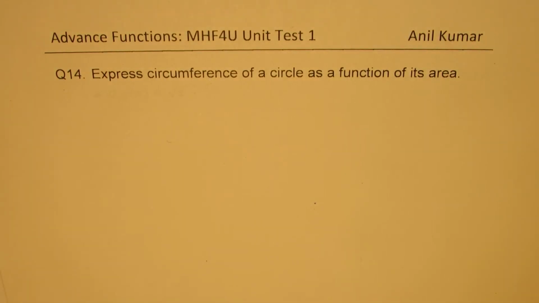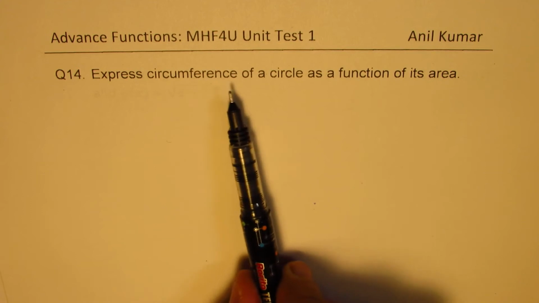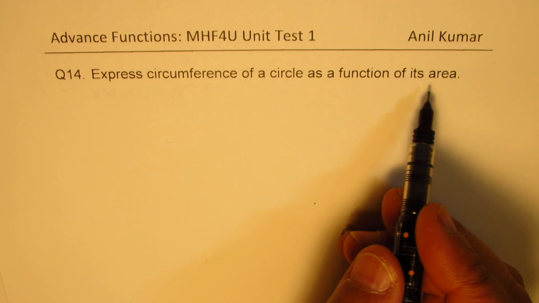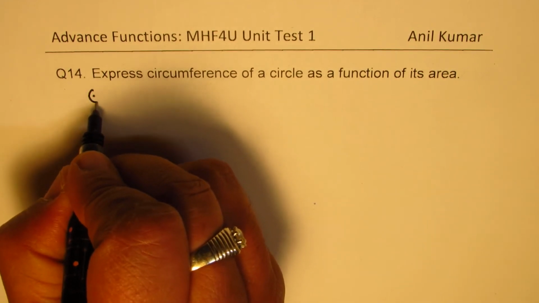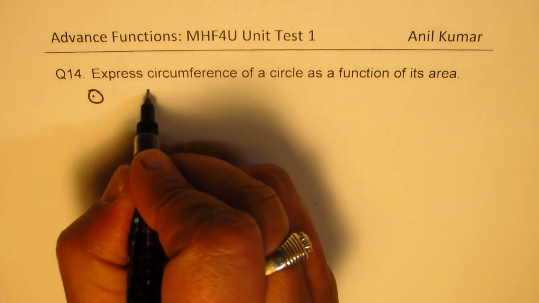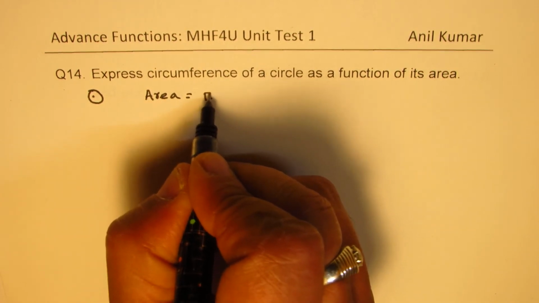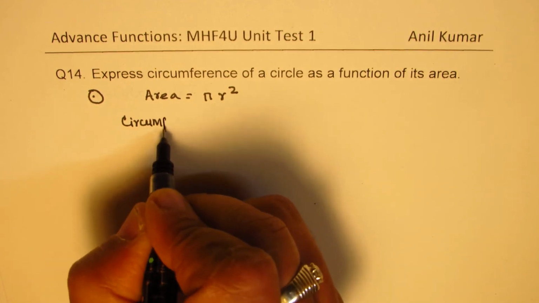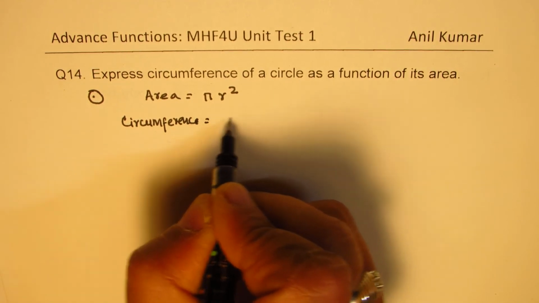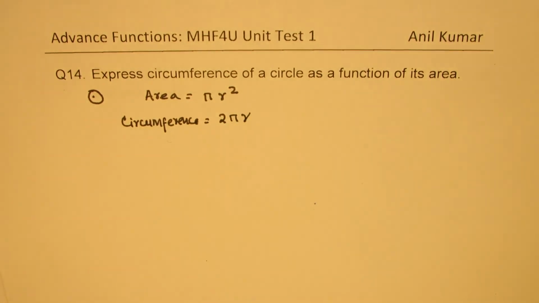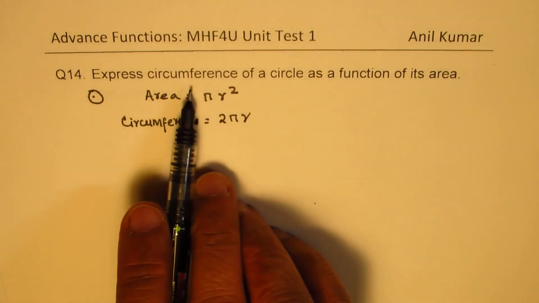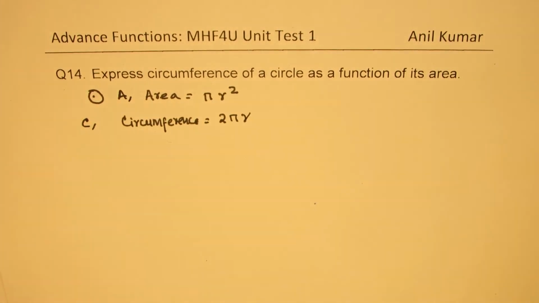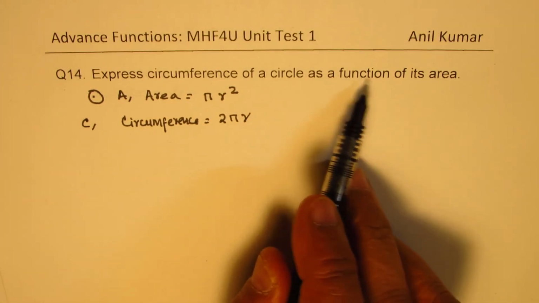Now here is question number 14, which says express circumference of a circle as a function of its area. So let's write down the two equations. When we are considering a circle, then in that case area is equal to pi r squared and circumference is 2 pi r, correct? So these are the two relations. We want to express circumference of a circle, so let's call this circumference c and area is a. So we want circumference as a function of area.